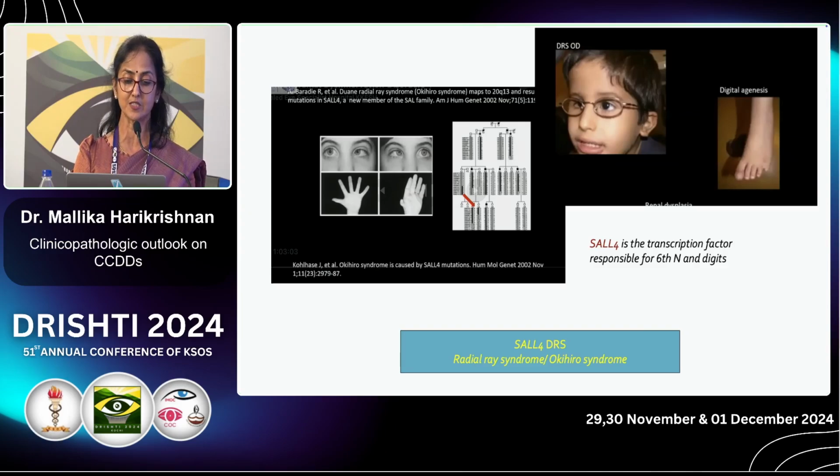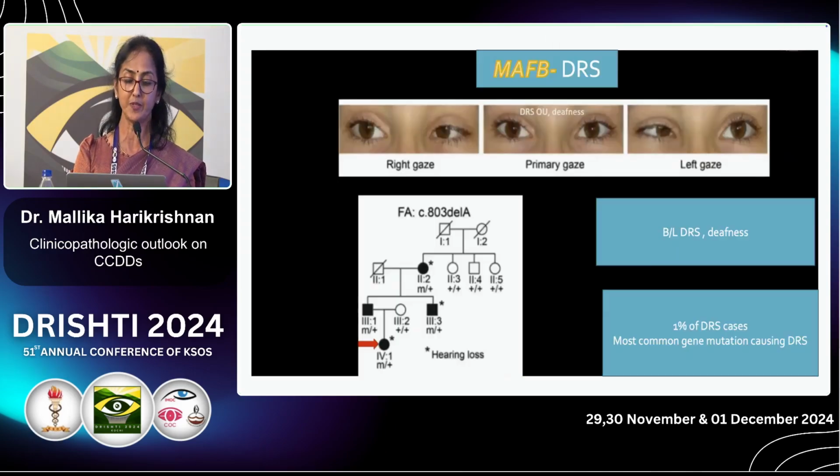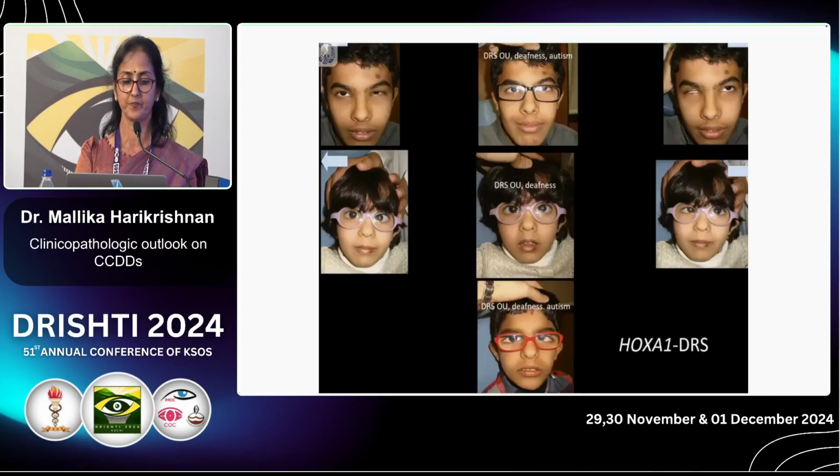So in a child with SALL4 DRS, there can be DRS, unilateral or bilateral, usually unilateral. There can be digital agenesis, renal agenesis, and a peculiar syndrome called radial ray syndrome, where there is a shortened radius and abnormal angulation between the thumb and the fingers. In MAFB DRS, there can be bilateral DRS and deafness. This constitutes 1% of DRS cases and is said to be the most common gene mutation causing DRS.